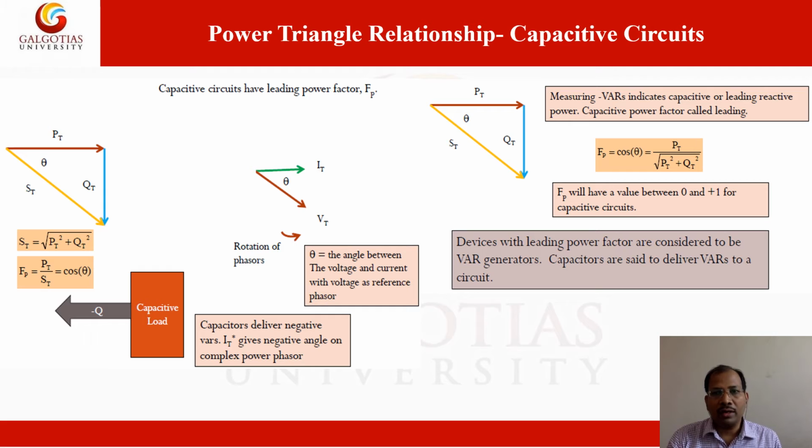This power factor can be calculated using this formula. PF will have a value between 0 and 1, with maximum value 1 and minimum value 0. So it lies between 0 and 1. We always try to make the power factor equal to 1. So this is the case for the capacitive.